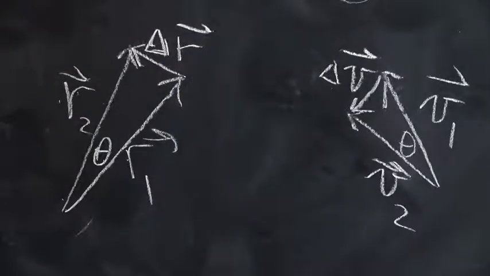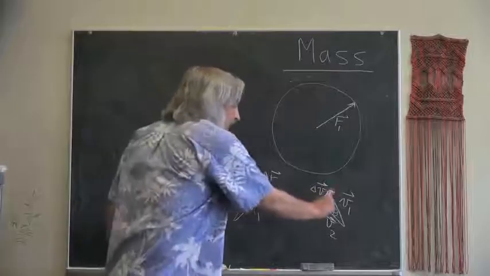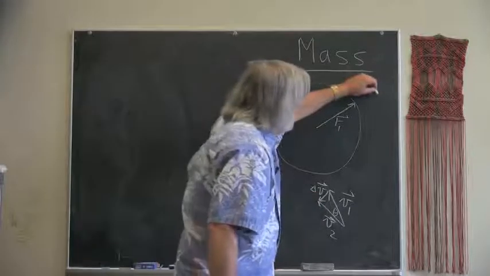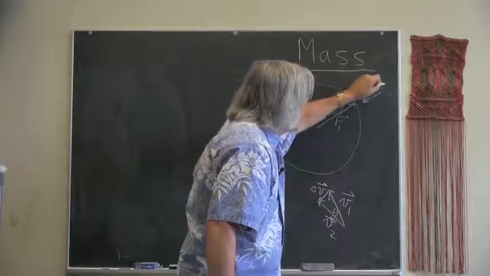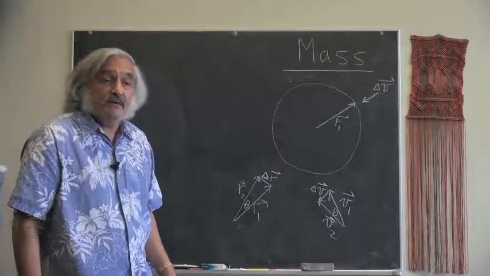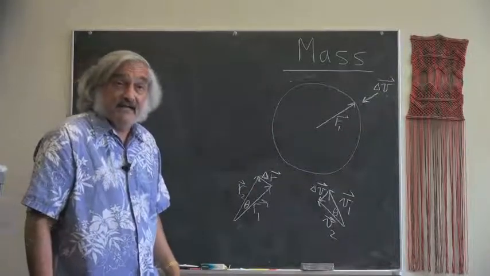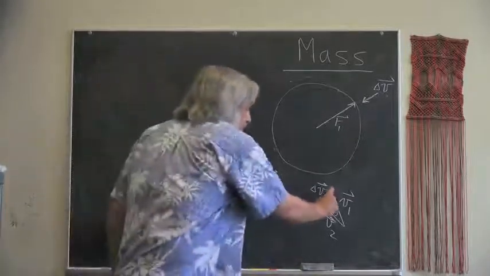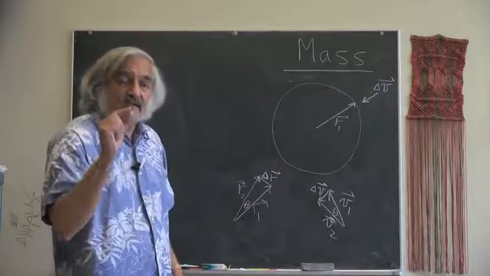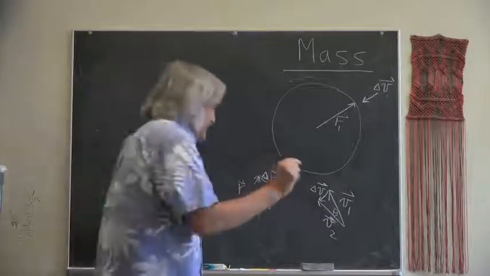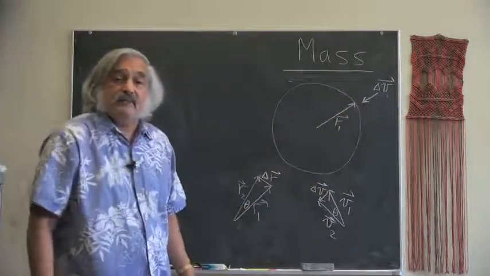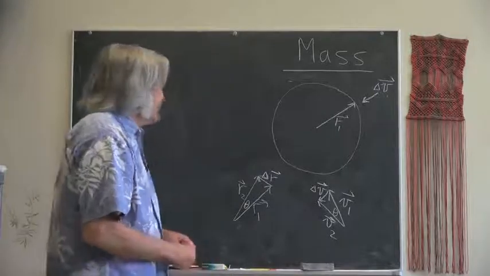I want to point out one very important thing. Look at the direction of delta V. Delta V is pointing back in towards the center of the circle. And this will be a key point when we look at how this relates to the gravitational force. So as V1 gets closer and closer to V2, namely a smaller and smaller interval of time is observed to elapse, delta V gets closer and closer to being pointed exactly towards the center of the circle.